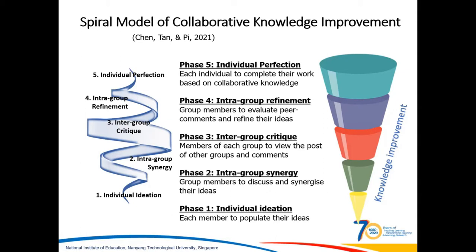After phase three, they come back to the same group. Then they refine their group work based on what they have learned from other groups and on the comments and suggestions provided by other groups. Phase five is individual perfection. They go back and think about what they have benefited from this collaborative group work, and in terms of their individual knowledge, what things they have improved. So this is called the spiral model of collaborative knowledge improvement.